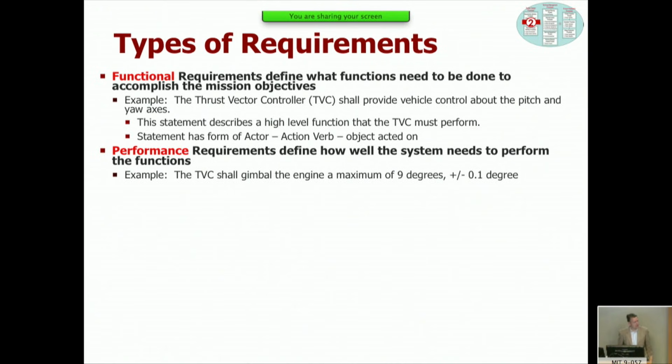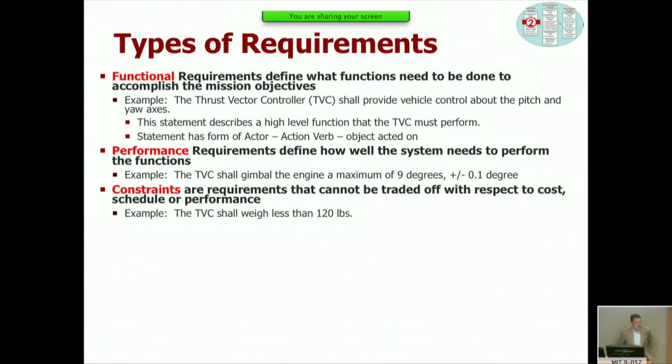And then we have performance requirements. The performance requirements are, in a sense, qualifiers on the functional requirements. So a performance requirement will specify how well the function should be performed. How fast should it fly? How much thrust? This is where you have to actually put numbers in. So in this case, this thrust vector controller shall gimbal the engine 9 degrees. That's the deflection angle, at least 9 degrees, plus or minus 1 degree, 0.1 degree. That's a performance requirement.